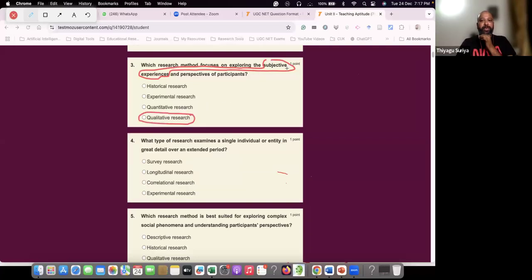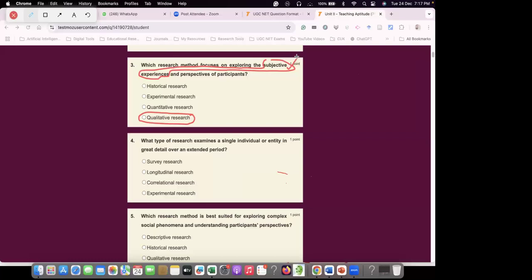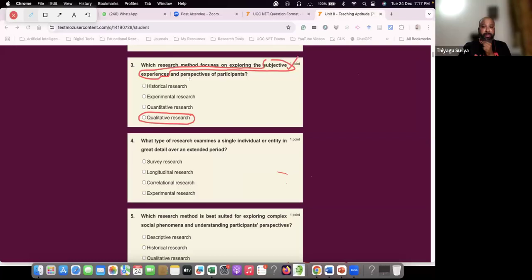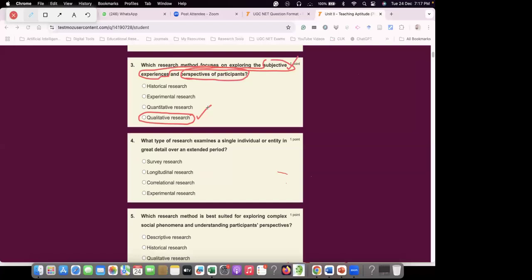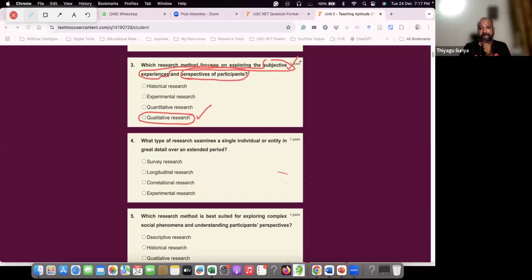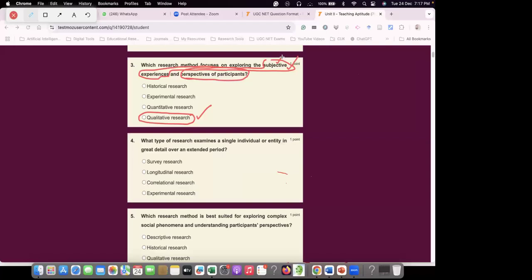Why? Because we are talking about subjective here. But in quantitative research, we have objective experience, but subjective experience is not possible. And the perspectives of the participants, we are measuring through subjective experience only. This is purely related to qualitative research. It's not quantitative, it's qualitative research. Subjective experience is the key term for this.